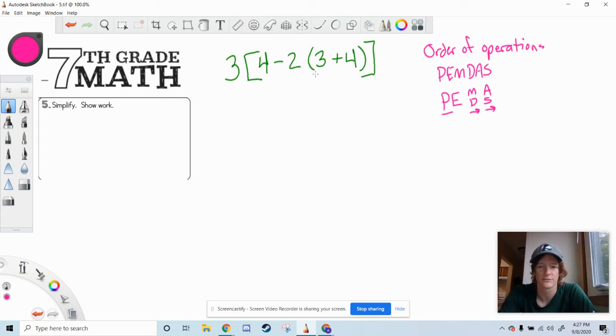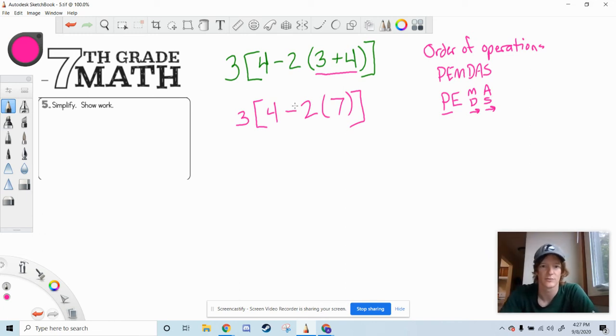So the first thing we're going to do is this parentheses on the inside, which is going to be 3 plus 4, so that'll be 7. So then we'll copy everything else. We've got a 2, and I'm going to leave those parentheses like that, even though we technically did our parentheses, because that 2 means we're going to multiply right here. 4 minus and 3.